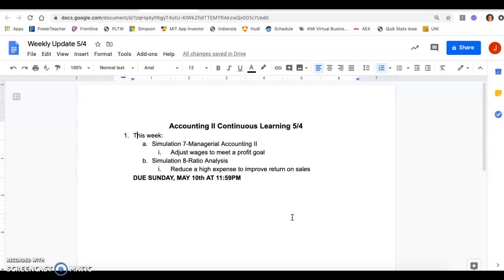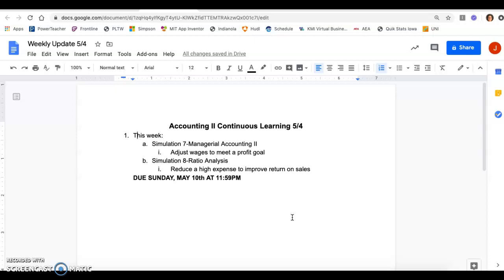So for this week, we have 2 simulations to do, Simulation 7 and Simulation 8. So next week, that leaves us with 9, 10, and 11. So next week will be a little bit bigger week, so kind of plan for that. Maybe jump on a little bit sooner next week. But for this week, we are just doing simulation number 7, which is managerial accounting number 2. So you already did managerial accounting number 1 last week.